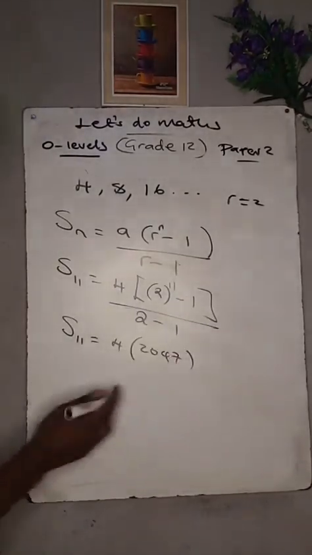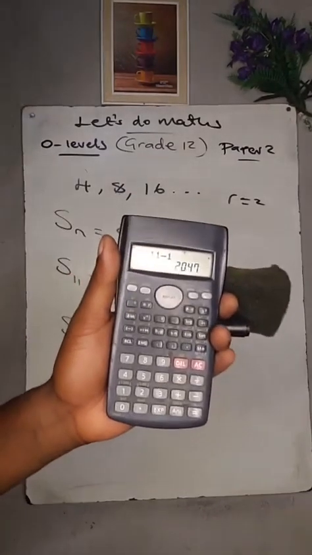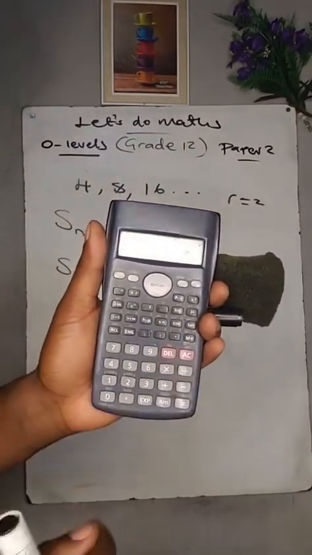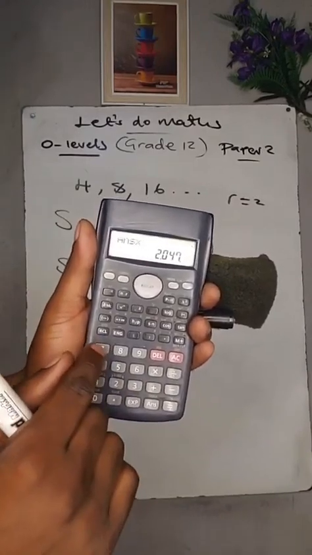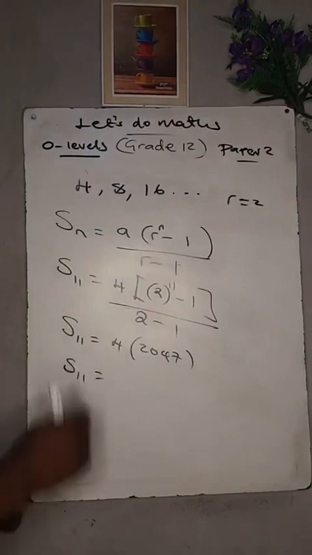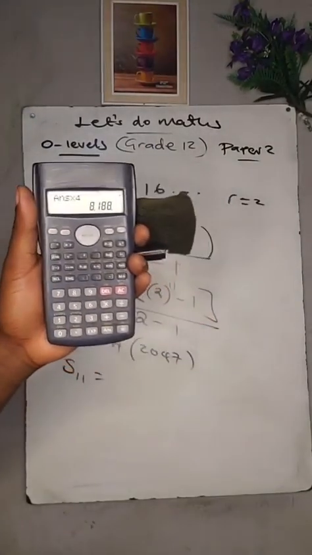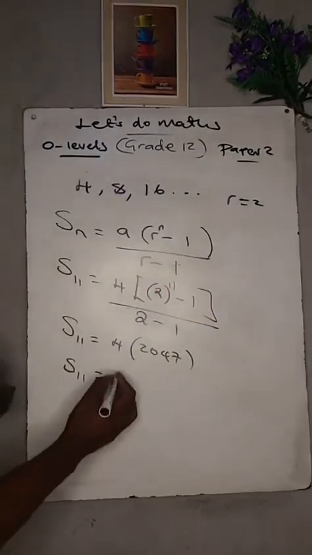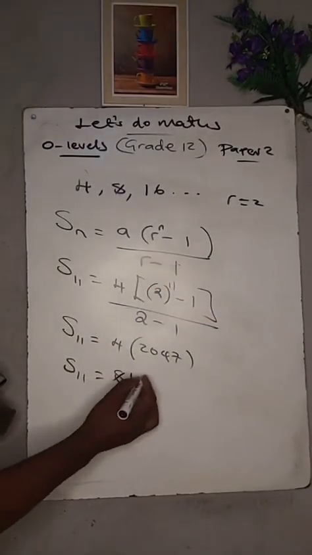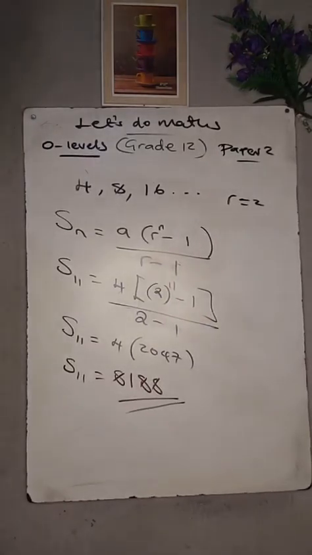Then the sum of the 11th term is equal to what we have just found, 2047, multiplied by 4. If we say equals, we are getting 8,188. This is the sum of the 11th term of this geometric progression.